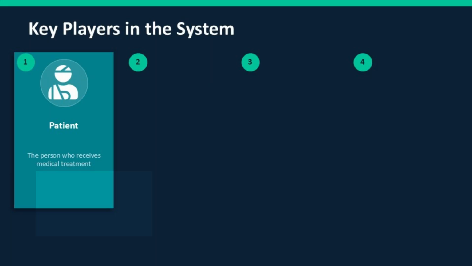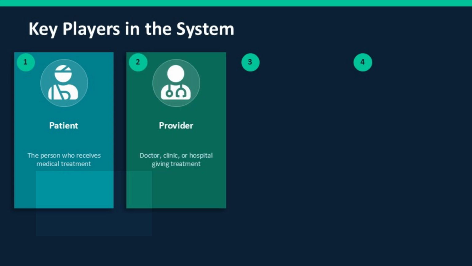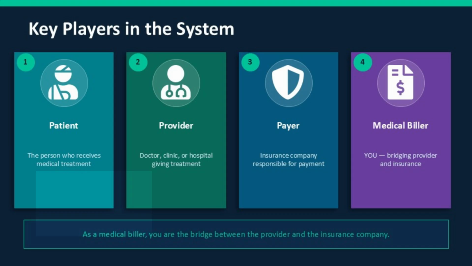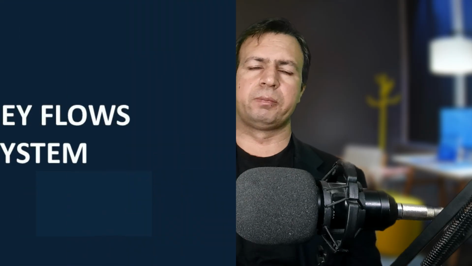Now let's understand the main players in this system because everything revolves around them. First, we have the patient. The patient is the person who receives medical treatment. Second, we have the provider. The provider is the doctor, clinic, or hospital that gives the treatment. Third, we have the insurance company, also called the payer. The insurance company is responsible for paying the medical bill. And finally, we have the medical biller, which is you. You act as a bridge between the provider and the insurance company, making sure that the provider gets paid correctly.